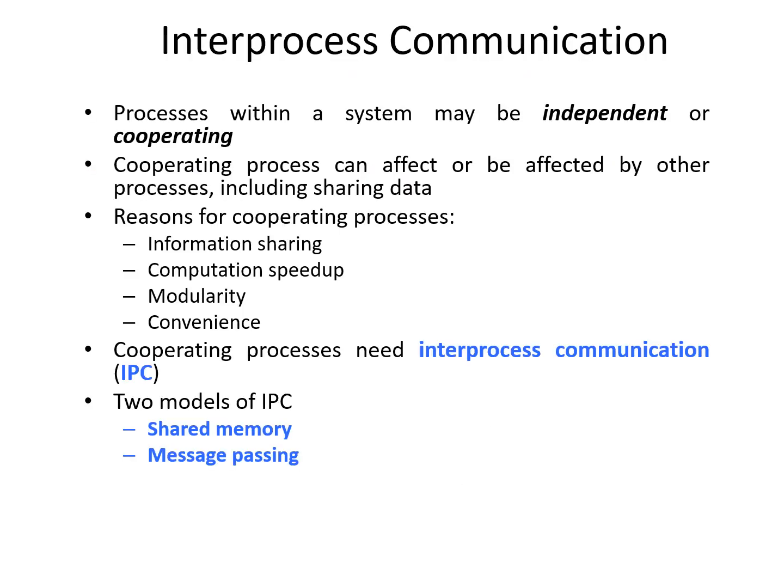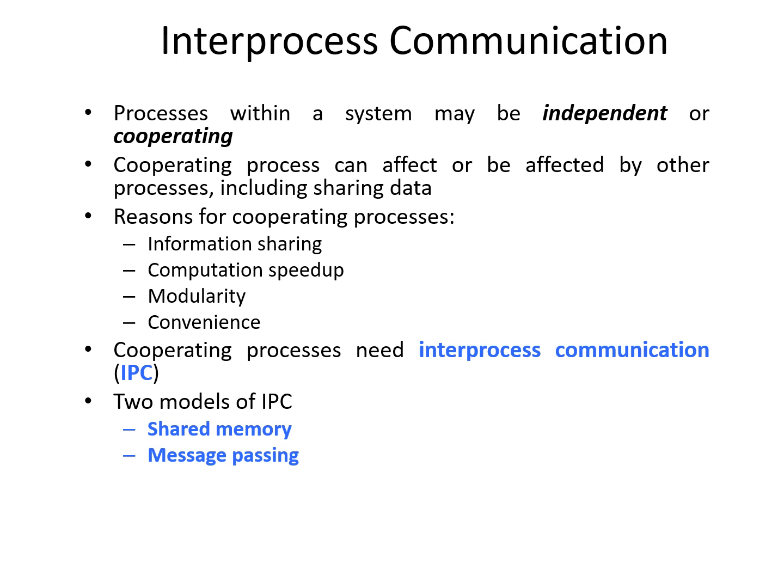The process can be categorized into two types, independent and cooperating. A cooperating process will be affected by, or will affect, other processes, including sharing data. Reasons for using cooperating processes are information sharing, computation speedup, modularity and convenience. Cooperating processes need a mechanism for communicating with each other, and that mechanism is interprocess communication.